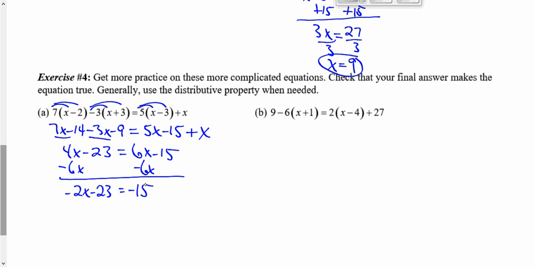Did you do it differently than I just did there, Hannah? No. Okay. Because again, like I said, some of you maybe subtracted 4x from both sides. You got all your x's over here. Or did you start out by adding 23 to both sides?